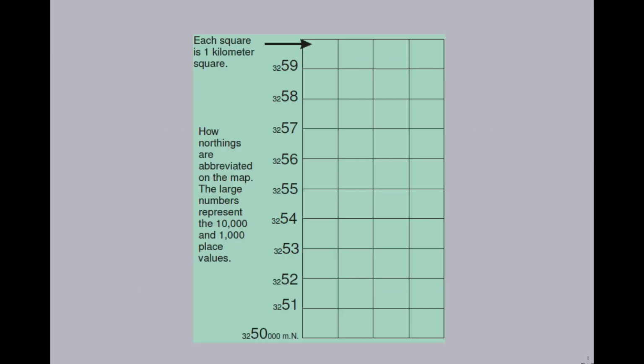Okay, so now let's look at how UTM coordinates are often depicted on topo maps. They're often abbreviated. If we come down here, for instance, let's look at the northing. In this case, here on the topo map, it tells us that this line is 3,250,000 meters north of the equator. And then it just drops off these 3 zeros, and it tells us that this is 3,251,000 meters north of the equator, 3,252,000 meters, 53,000 meters, 54,000 meters. And you notice that the large numbers represent the 10,000 and 1,000 place values.